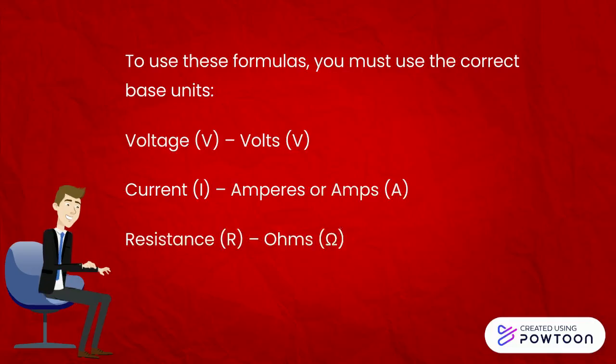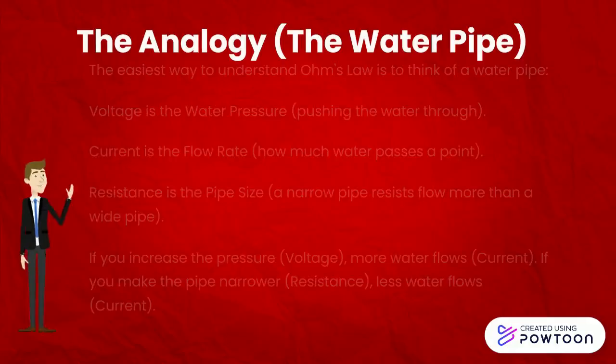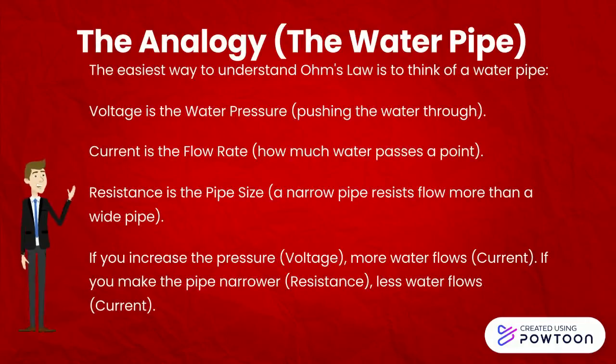The easiest way to understand Ohm's law is to think of a water pipe. Voltage is the water pressure, current is the flow rate, resistance is the pipe size. If you increase the pressure, more water flows. If you make the pipe narrower, less water flows.